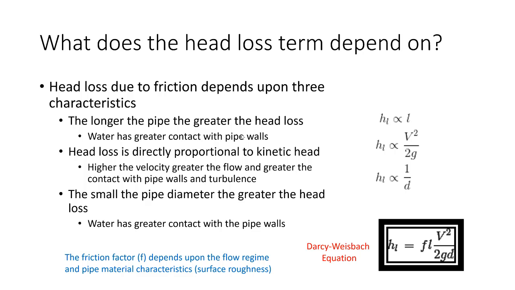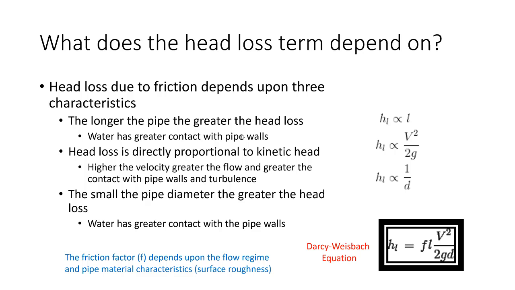So the friction is proportional to the length, proportional to the velocity head, and inversely proportional to the diameter of the pipe. The Darcy-Weisbach equation essentially takes all these terms and puts them together and says that the head loss is equal to f L V squared over 2 g D. Again, L is the length of the pipe, D is the diameter of the pipe, and V squared over 2g is the kinetic energy head.